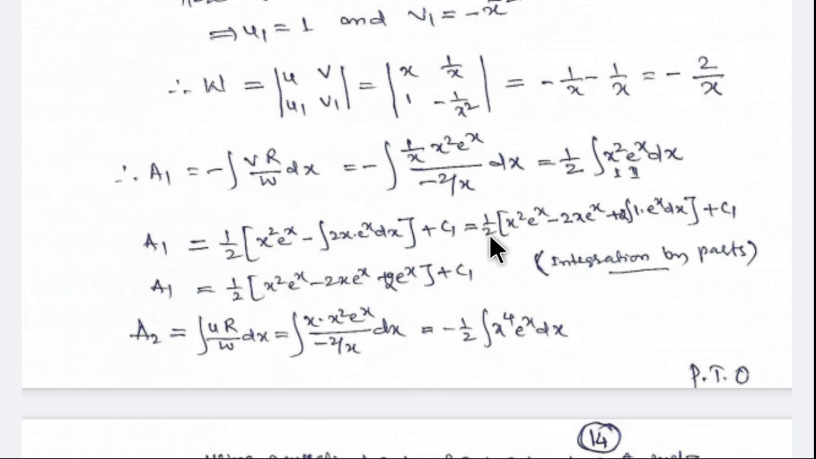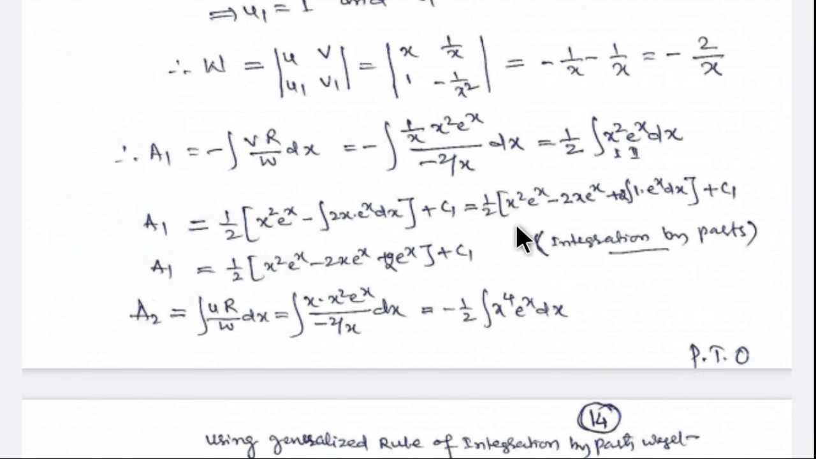Again you apply 1 by 2 into bracket x square into e raised to x. Again you apply integration by parts to this. Already okay, this is over, as it is you write this. So first function keeping as it is, minus 2x, integral of second function is e raised to x, plus 2, keeping as it is, integral of derivative of first is 1, into integral of second e raised to x dx, close the bracket, plus c1 you write.